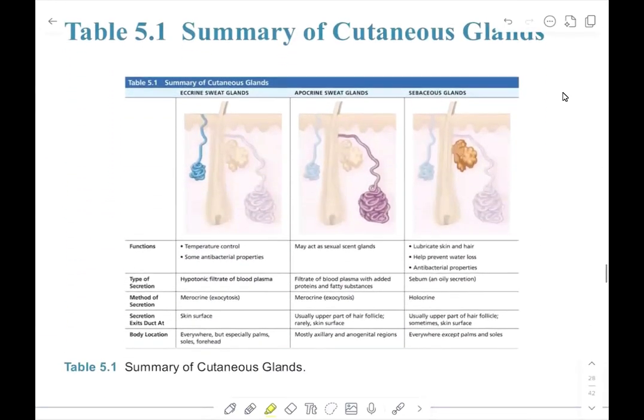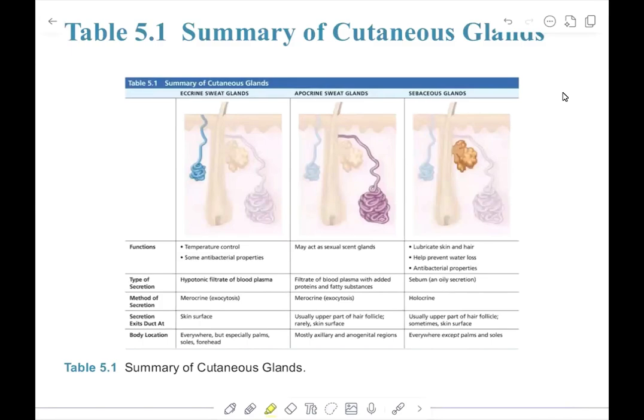So a summary of the various cutaneous glands that we've looked at is shown on this slide. We can see in the first two columns are the sweat glands, the eccrine sweat glands, as well as the apocrine sweat glands. Remember, the eccrine sweat glands play a role in thermoregulation, temperature control. They release a hypotonic filtrate of the blood plasma because they're mostly water. They also release their product via exocytosis, so they're called a merocrine gland. And they secrete onto the skin surface, and they're essentially everywhere, especially the palms, soles, and forehead.